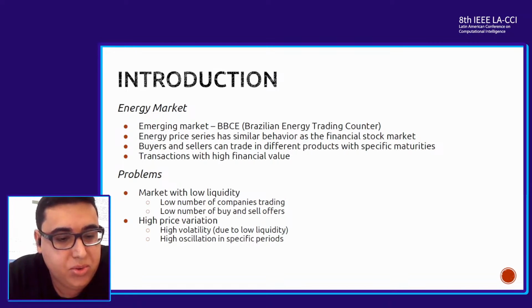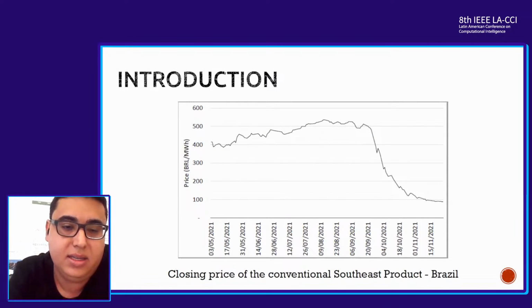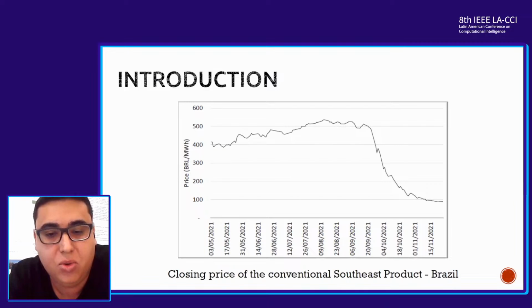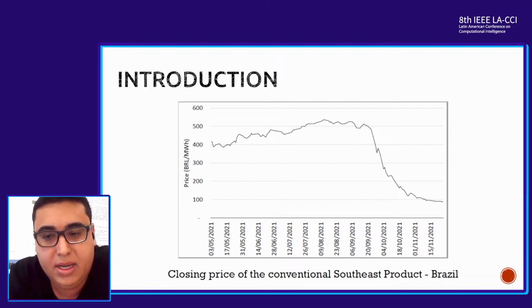So basically, we want to create a trend prediction approach using machine learning models, so that we can create financial strategies to buy and sell energy in this market automatically. This is the main approach that we want to follow. I bring here a figure from our paper showing the closing price of a conventional Southeast product in this BBCE market. This is related to energy here in Brazil, in reais, and the prices are in megawatt hour.